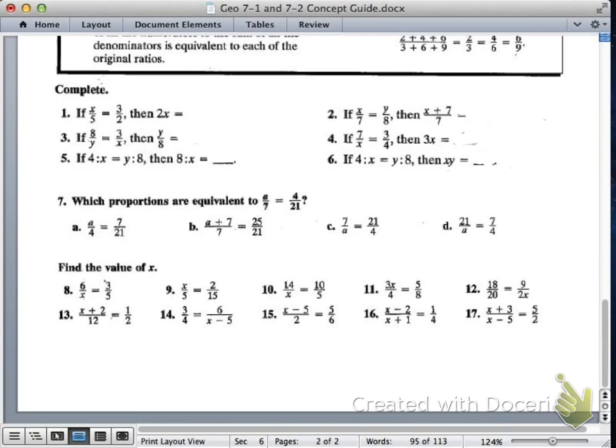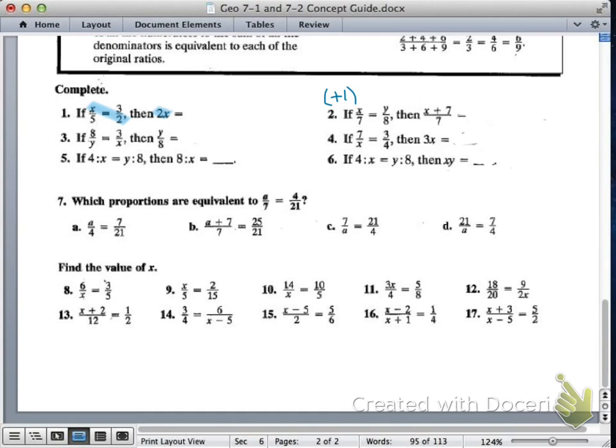Okay, the main thing we do with proportions is we use them to solve for variables. So if we have this proportion here, x over 5 equals 3 over 2, then you can cross multiply. I'm sorry, these ask you to complete these. So if x over 5 equals 3 over 2, then what does 2x equal? I'll let you finish this, but what's going on here is that it's using the cross multiplication, or the property of the means and extremes.